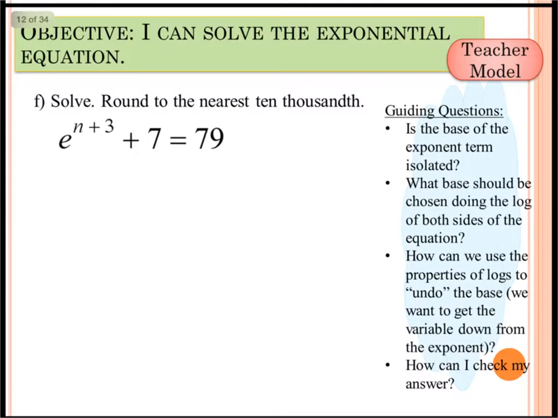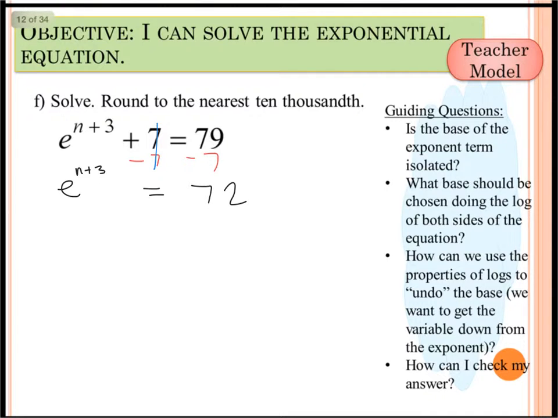So we're going to be using the same process here. We're going to be looking for, is the base of my exponent isolated? And it is not, because we have that plus 7 that's also on the same side as the base e. So we want to get rid of it. How do I get rid of a plus 7? Well, I do minus 7 to both sides. So that is going to cause those to cancel. And rewriting our expression, we get e with exponent of n plus 3 is going to be equal to 72.